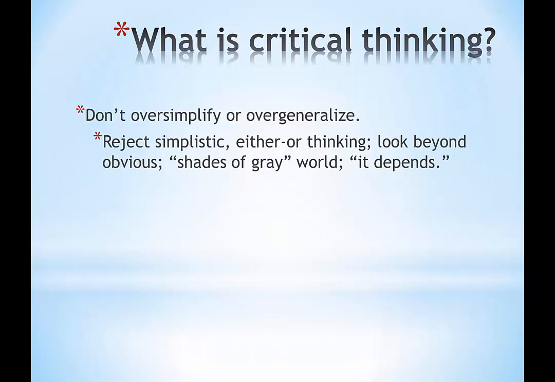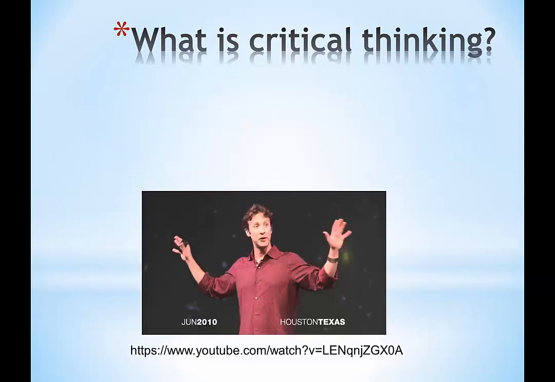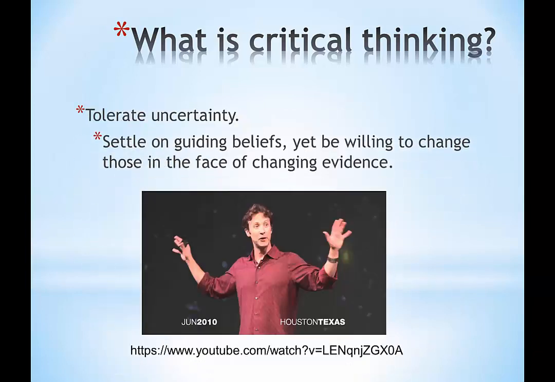Just as you don't want to be seen as one unitary member of some organization or group or ethnic designation or demographic, it's complicated. And so whenever we can, we try not to oversimplify, we try not to overgeneralize. And this is the last one of the sequence of 9 characteristics of critical thinking, which is to tolerate uncertainty. That is, to settle on guiding beliefs, yet be willing to change those in the face of changing evidence.